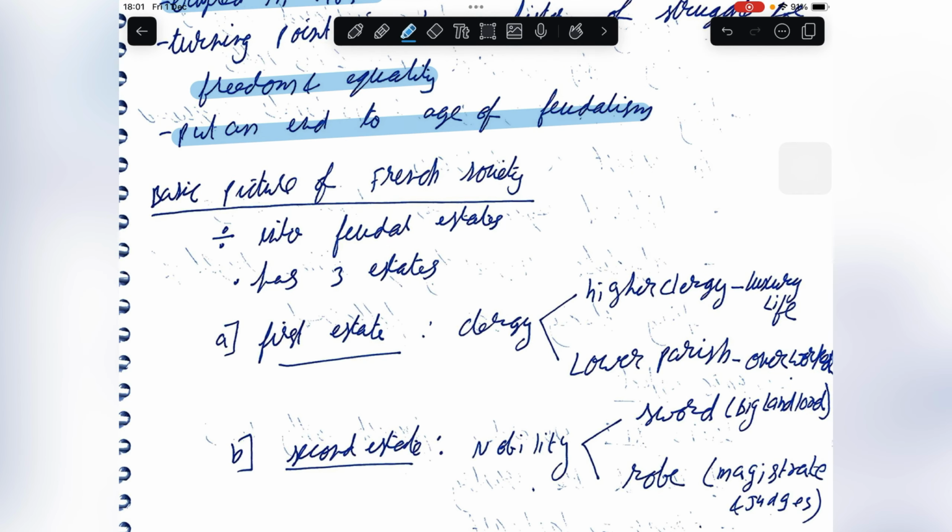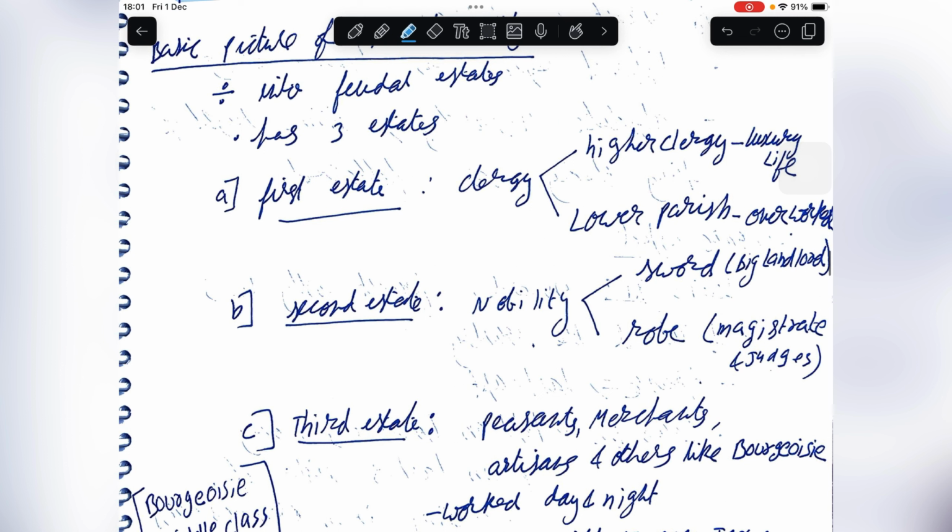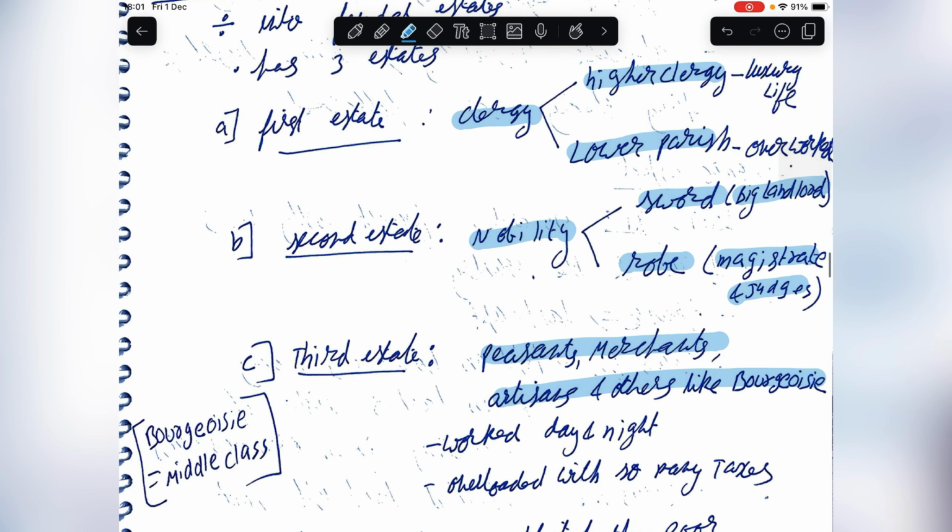So, the basic picture of French society. There are three estates. The first estate is comprised of clergy, and the second estate is nobility. The third estate is peasants, merchants, artisans, and other bourgeoisie. The clergy you can again divide into higher clergy and lower parish, and the nobility into sword nobilities and robe nobilities. It basically means big landlords and magistrates. And bourgeoisie are also known as the middle class.